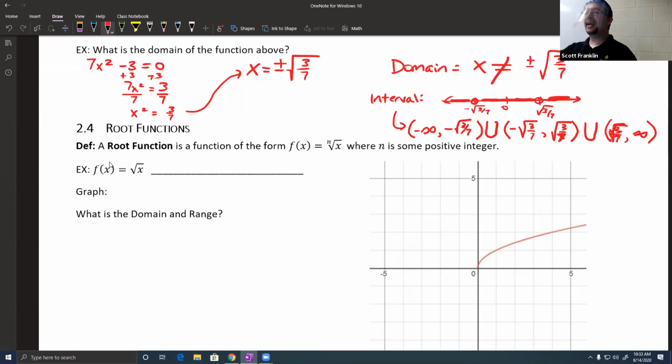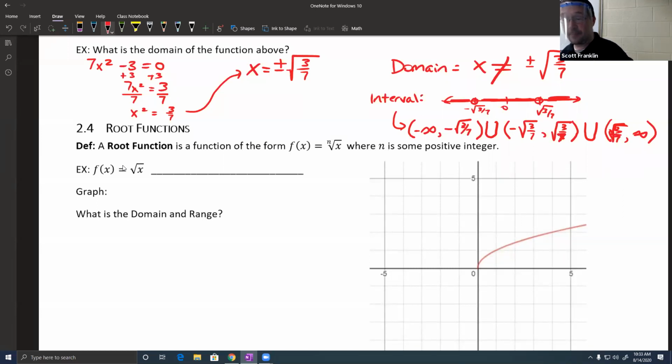So the more complicated our functions get, the more complicated the process of finding what's allowed to be plugged in is, and it usually boils down to zeros and denominators. Another problem we run into is if we introduce root functions. So the next section is root functions. That could be any root, like square roots, cube roots, fourth roots, higher roots into some positive integer.